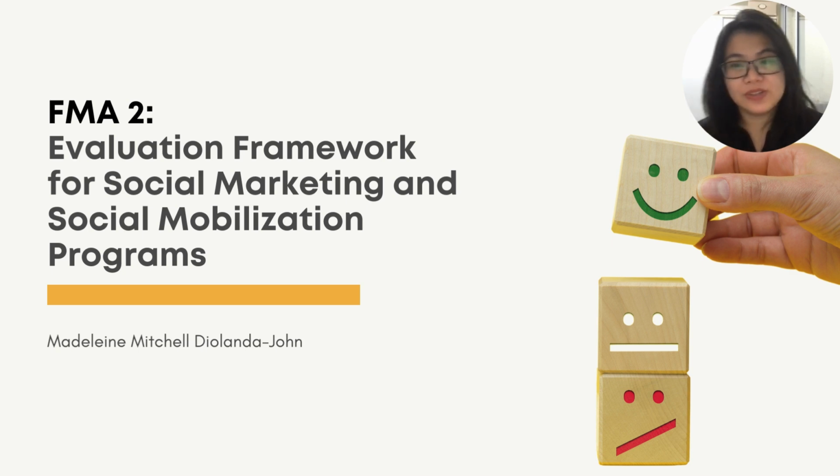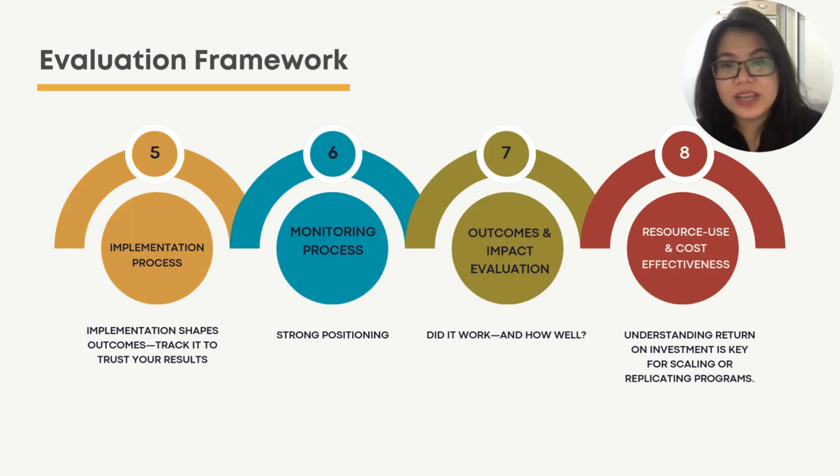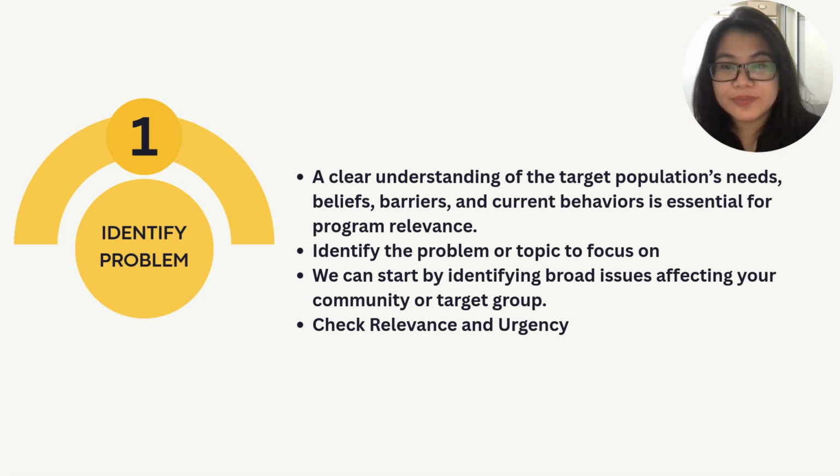The framework covers: number one, identify the problem; program objectives; engagement and participation; communication strategy; implementation and process; monitoring process; outcomes and impact evaluation; resource use and cost effectiveness; environment; sustainability; equity and inclusion; and feedback. So let's start. Number one, the first one is to evaluate what the problem is.